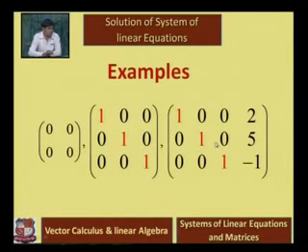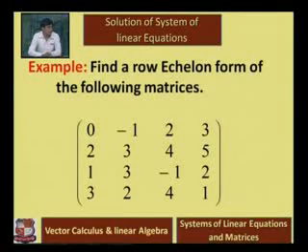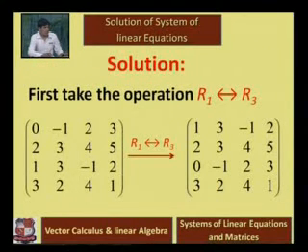So that is how the row equivalent form and reduced row equivalent form can be seen. Now take one example to convert an arbitrary matrix to row equivalent form. Find a row equivalent form of the following matrix. For that, the solution.